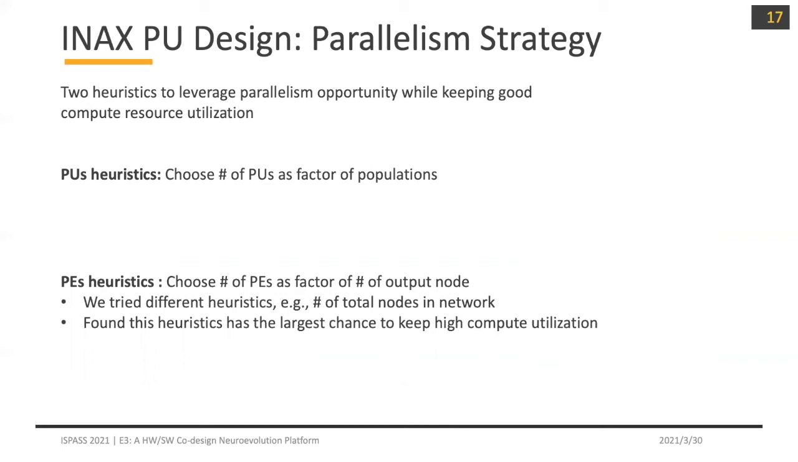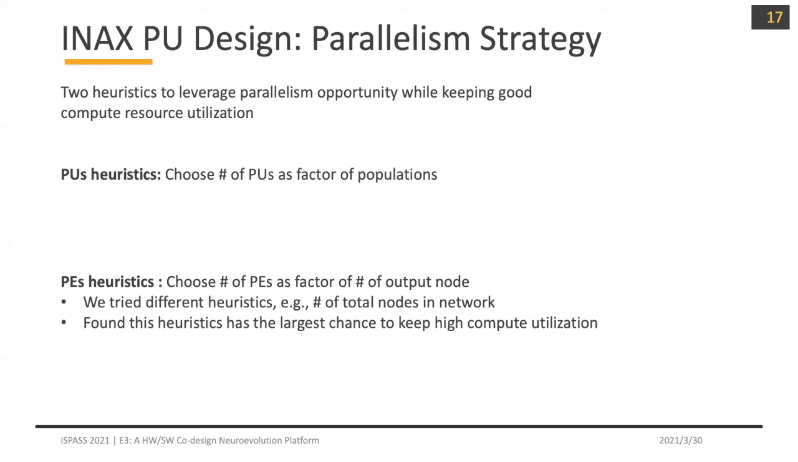Now let's look at our parallelism strategy. To be fair, we can pick the number of PU and number of PE as large as possible to maximize our parallelism opportunity. However, your compute utilization rate will be low. So we provide two heuristics to leverage the parallelism opportunity while keeping a good compute resource utilization rate.